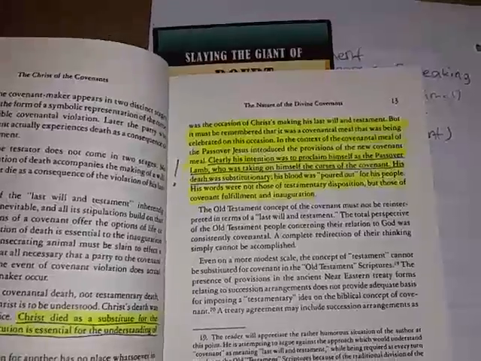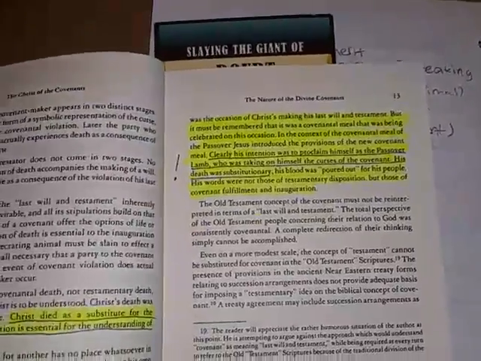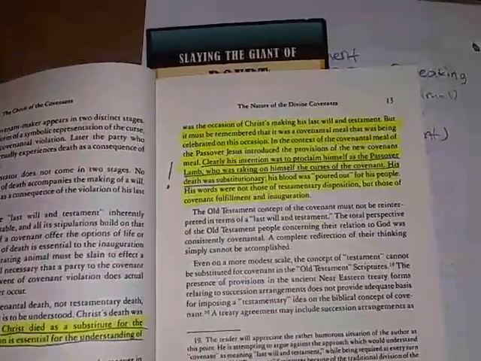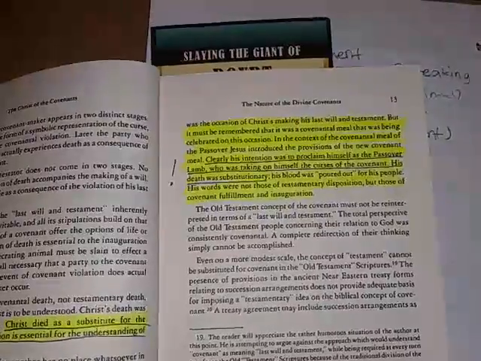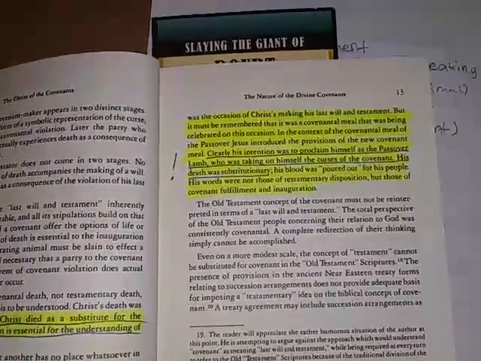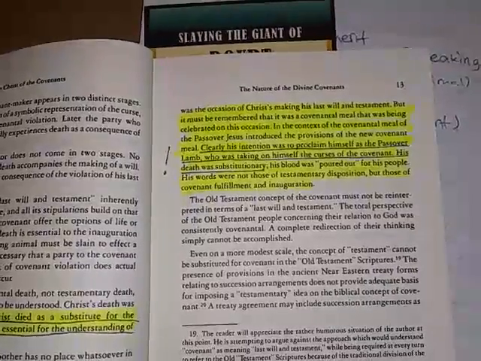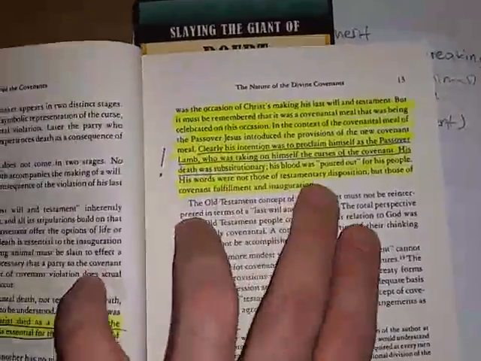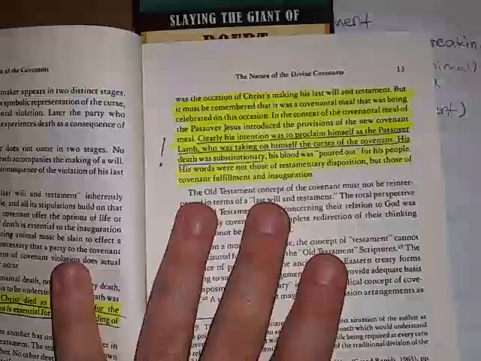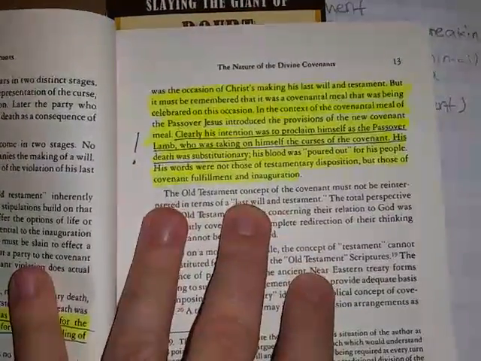So basically I'm going to come up with questions that people would generally want to have answered and try to answer them. Taking on himself the curses of the covenant. His death was substitutionary.